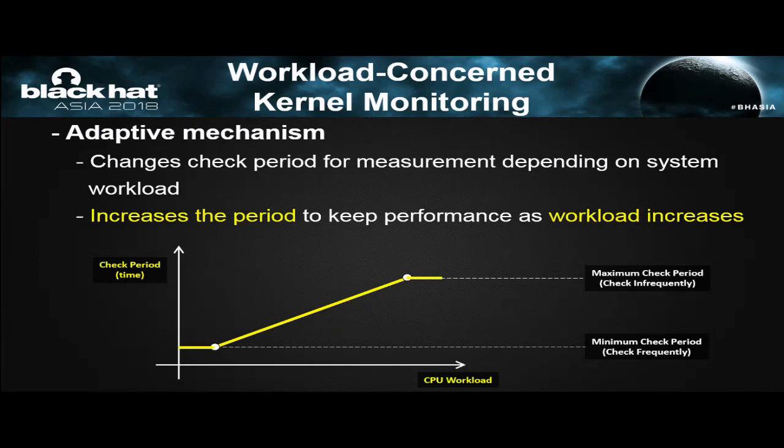This page shows the workload concerned kernel monitoring mechanism. Typically, ARM processors have less processing power than x86 processors, and the manufacturers use optimized ARM processors for their products. The processors have only the performance that meets the use case of the product. So we designed an adaptive way which changes the check period for hash measurement of the kernel depending on the system workload. As workload increases, the adaptive mechanism also increases the period to keep system performance.